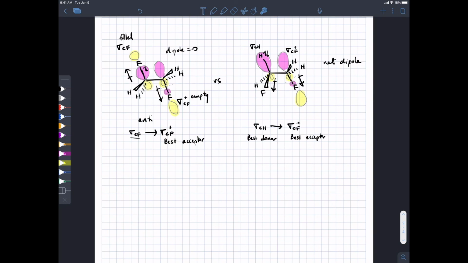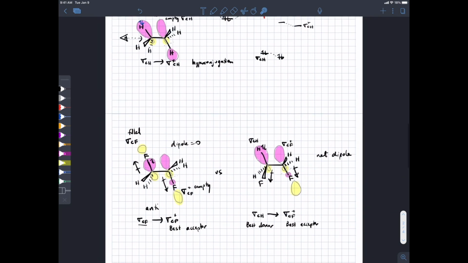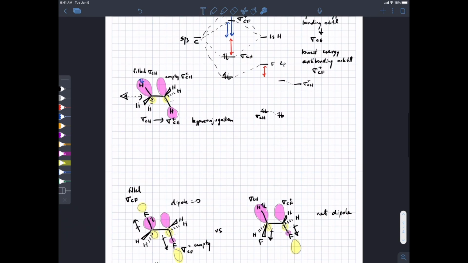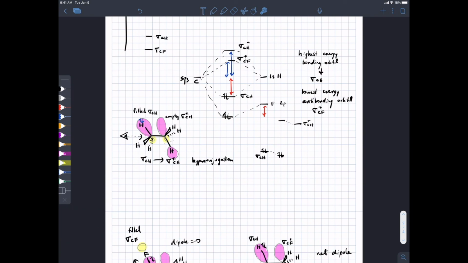Oh, I have another question, sorry. I guess I was just kind of confused about why we're comparing, because usually we just compare filled to filled and antibonding to antibonding. Are we just comparing the filled to empty because of this difference where our highest energy bonding is the sigma CH and our lowest antibonding is the sigma CF?